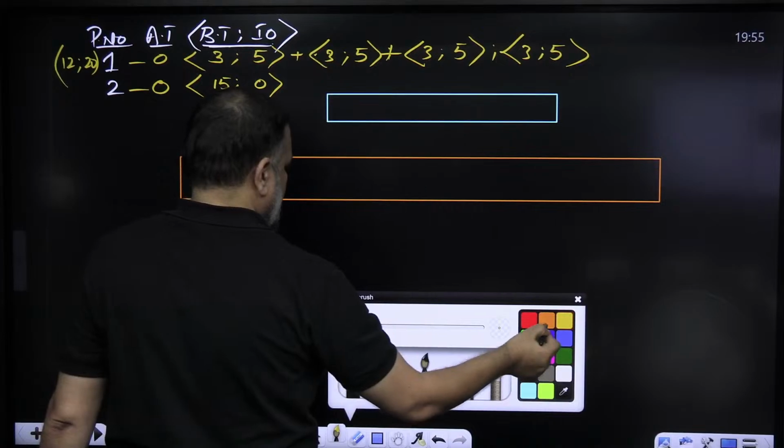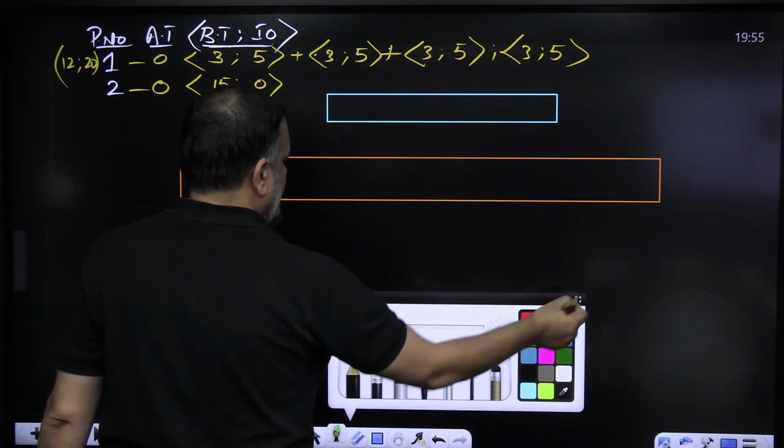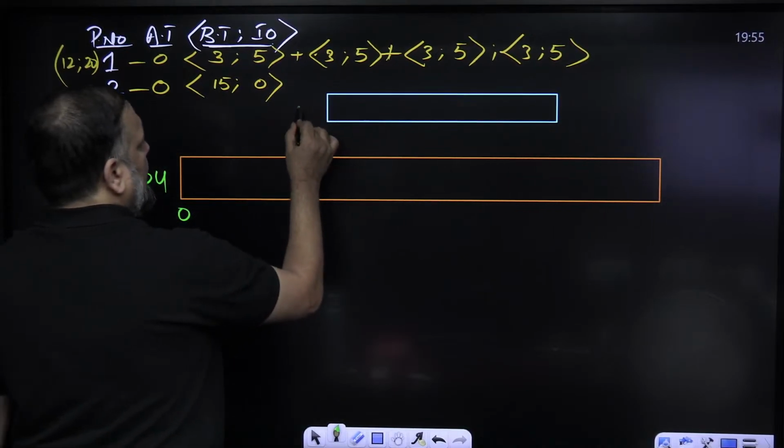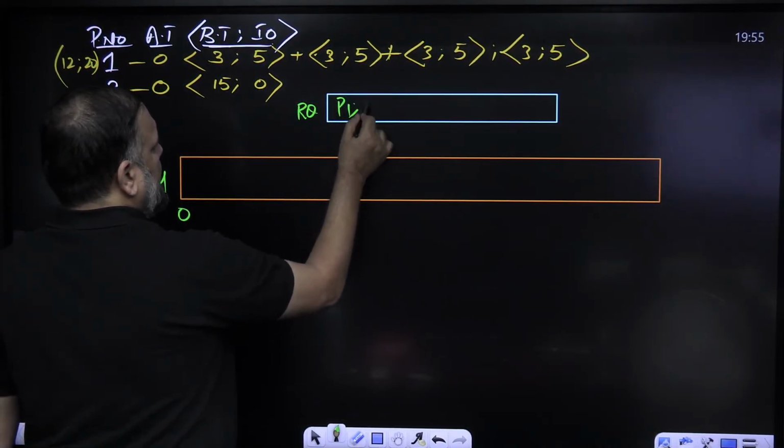So boys and girls, may I have your attention please? This CPU, time 0. At time 0 in the ready queue, I have P1 followed by P2.